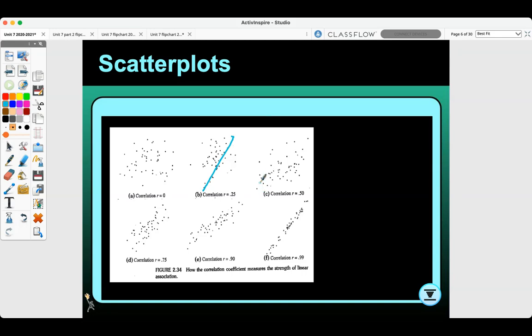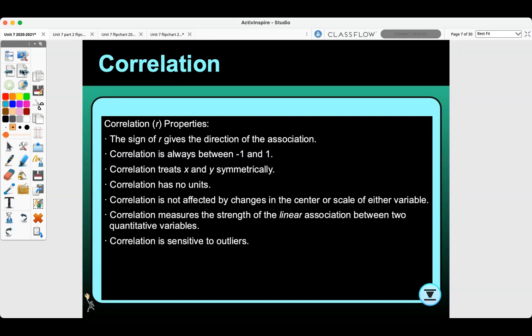Here in C, our correlation looks like it could be about 0.5. In D, our correlation looks like it could be 0.75 because the points are getting closer, 0.9 and 0.99. The correlation coefficient measures the strength of the association: the points get closer and closer to the line that would go through the data.